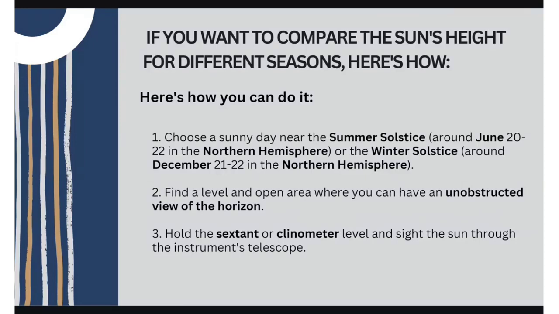To get an accurate measurement, we'll want to choose a location where we can see the horizon clearly in all directions. So dapat walang obstructions, walang puno, walang anything else na makakaharang dun sa sunlight. This can be a flat rooftop, a hilltop, or an open field. Third is hold a sextant or clinometer level, yung devices kanina, and sight the sun through the instrument's telescope. Next slide.